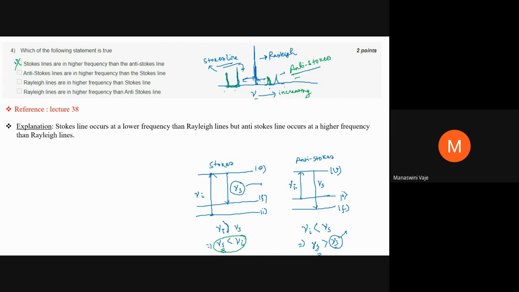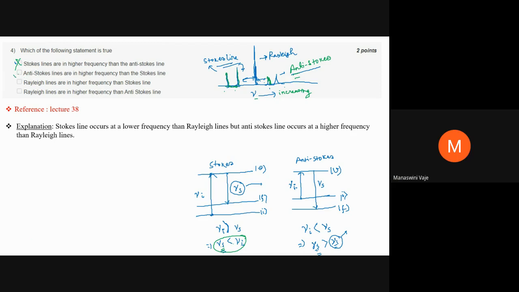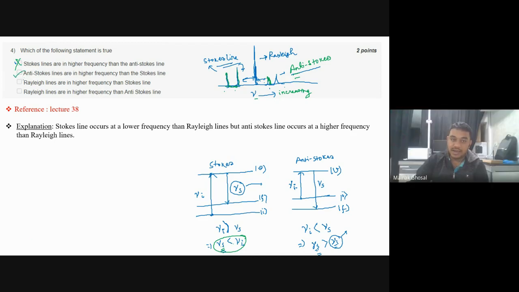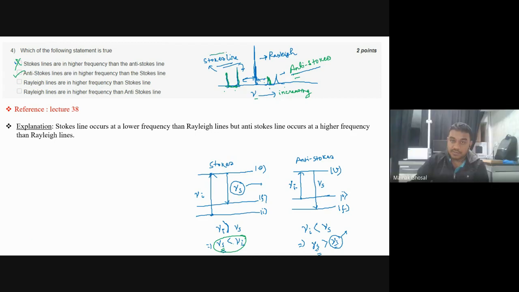Next one: anti-Stokes lines are higher in frequency than the Stokes line. Is this true? Yes, this is true. Rayleigh lines are at a higher frequency than the Stokes line. Is this true? True. You can see the diagram on the right side: this is Stokes, this is Rayleigh, this is anti-Stokes. As you go from left to right, the frequency is increasing. So which one has higher frequency, Stokes or Rayleigh?